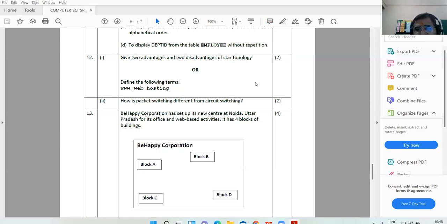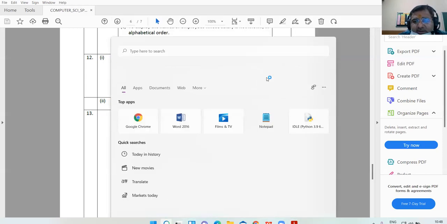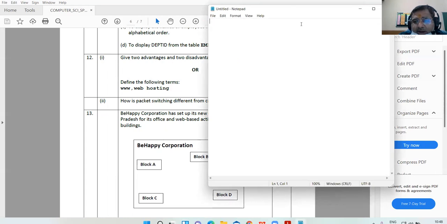So 12th class, we have already discussed the sample paper of 21-22 term 2. Half of the paper we have discussed, but few questions are still left. So let us revise the sample paper.